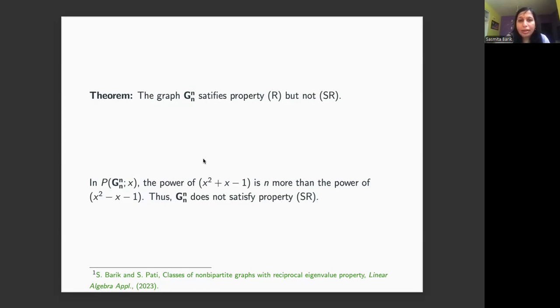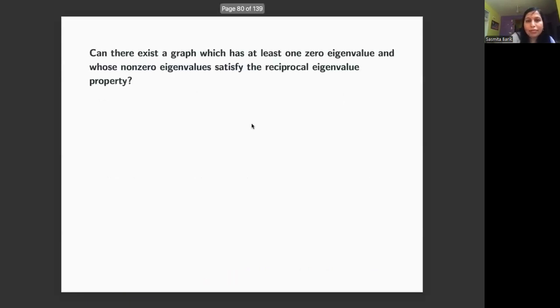But these factors are not matching. And the roots are basically root 5 plus 1 by 2 like that, so that eigenvalue is not matching. We have not yet got a different kind of example or class where property R is there and property SR is not there. So if such graphs exist, they are very rare. To characterize graphs with property R but not SR is an interesting problem, but again a harder one. But one can look for it.